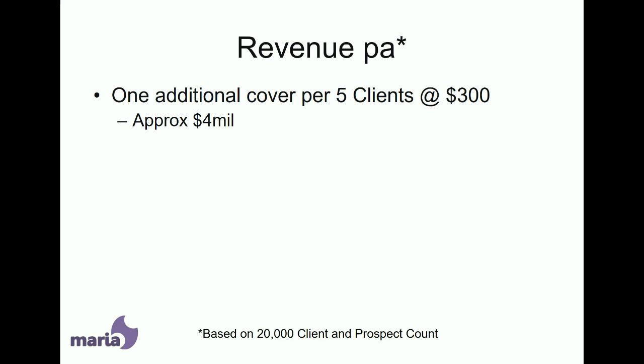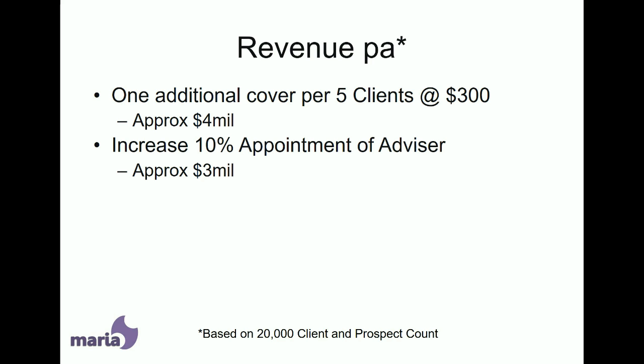Revenue per annum: one additional cover, because you're running the blueprint, or you have the option of running the blueprint. It's a perfect way to sell an additional policy, and at only $300 revenue for an additional cover, which is really a small policy plus a reasonable broker fee, if you sell one per 5 clients, you've made $4 million. If you are more likely to be appointed as an advisor 10% of the time, that's about $3 million additional revenue.